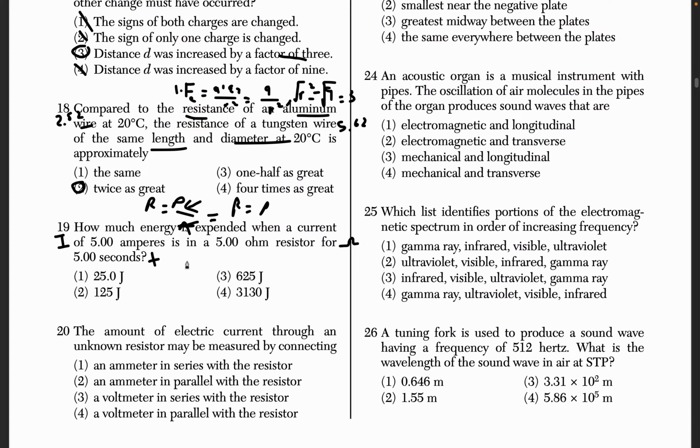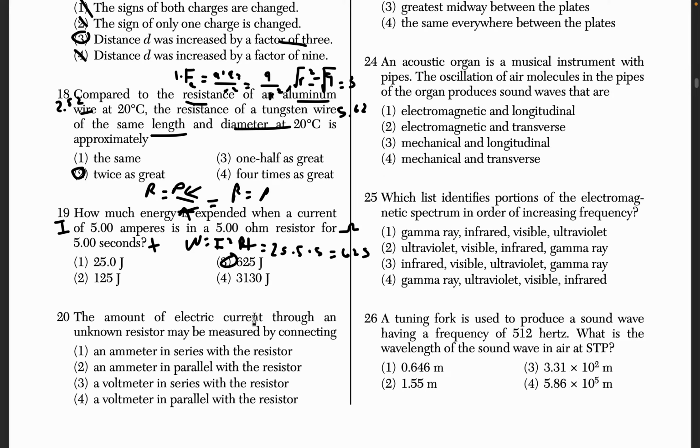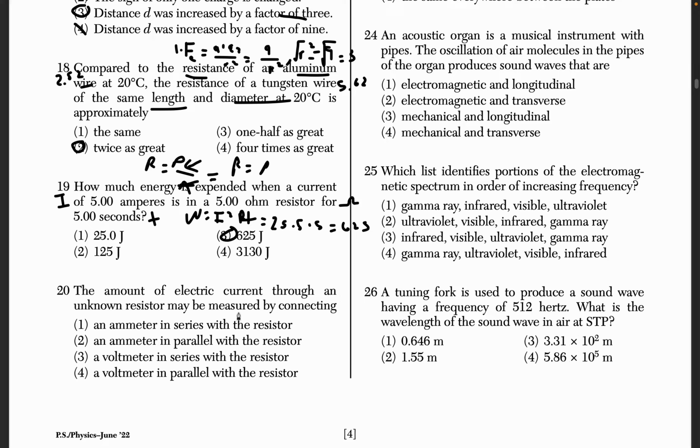Energy expended. So we have the work equals the current squared times the resistance times time, which is equal to, okay, 5 squared is 25. 25 times the resistance, which is 5, is equal to 125. And then 125 times 5 again is equal to 625 joules. Choice C.